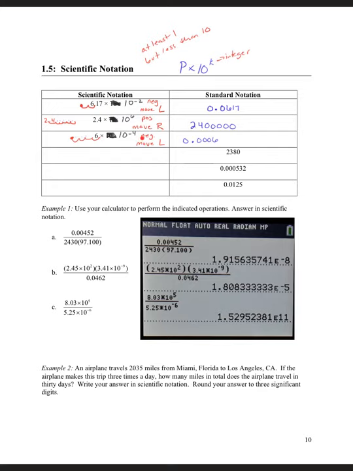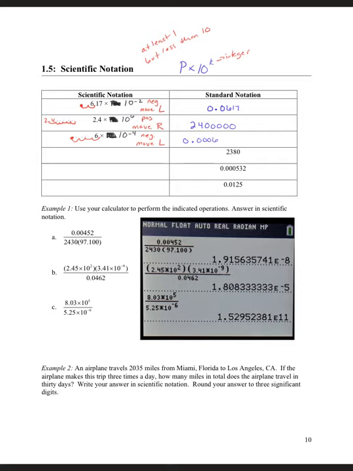Now you will notice for the 2 that have negative exponents, both of the standard notations are a number less than 1. So just keep that in mind. If you have a negative exponent, it needs to be less than 1. Positive exponent, it's going to be a larger value number, something greater than 10.